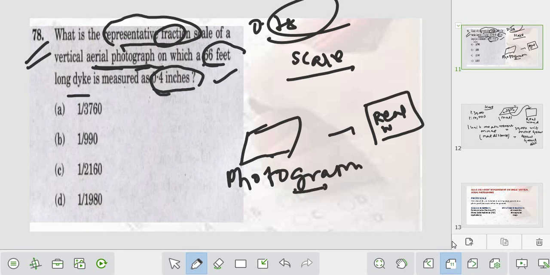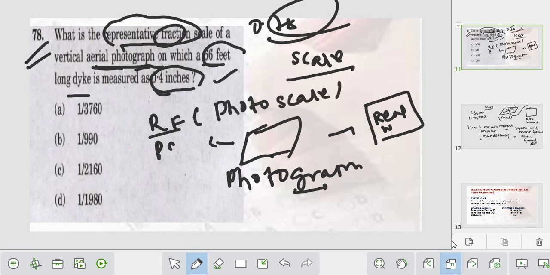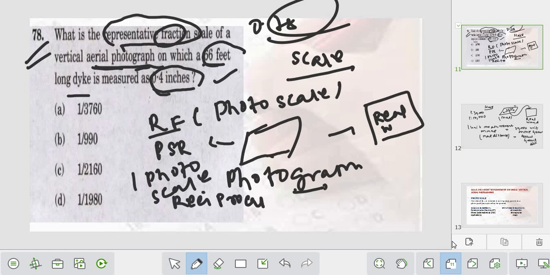Okay, because in photographs we measure the RF, the representative fraction, or photo scale. RF को बोलते हैं photo scale. Another term is PSR, the photoscale reciprocal. Photoscale reciprocal is the inverse of the representative fraction. ठीक है, ये जो terminology है, this type of terminology is only applicable for the interpretation of the photograph.